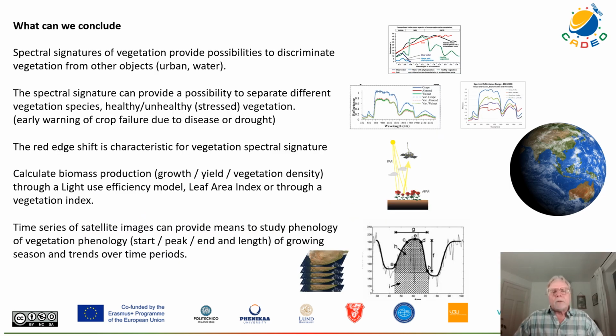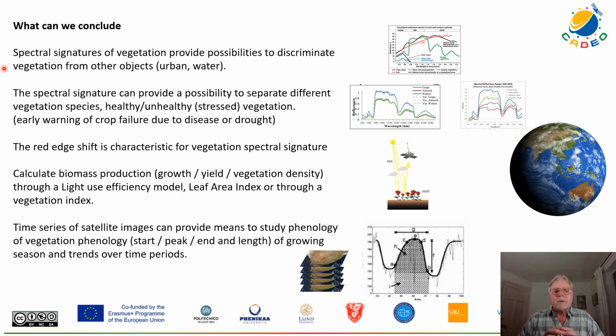Okay, that was very quick about vegetation monitoring using remotely sensed techniques. And what can we conclude from this lecture then? We understand now that spectral signatures of vegetation provide possibilities to discriminate vegetation from other objects, from urban areas or water, by looking at the spectral signature. The spectral signature can also provide possibility to separate different vegetation species. We can maybe try to see if vegetation is healthy or unhealthy, if it's stressed vegetation.